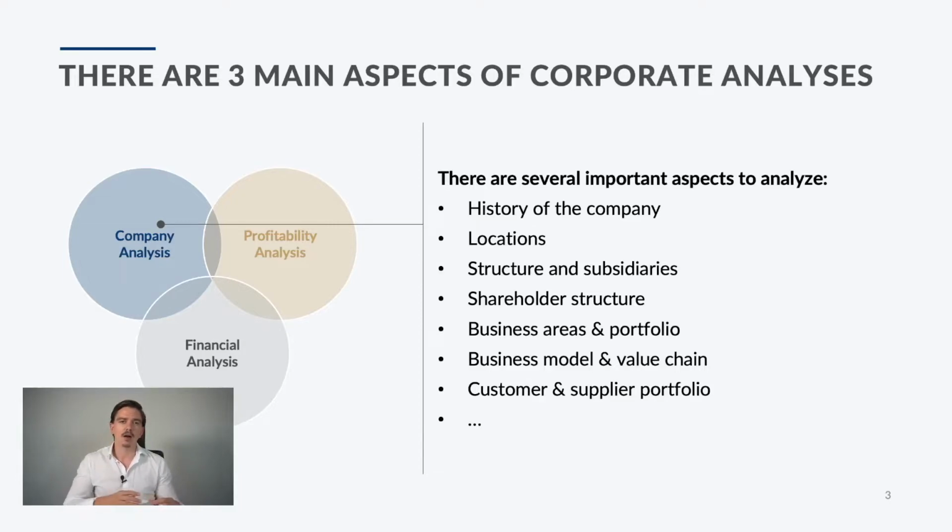And of course the customers and supplier portfolio. So how are the customers distributed? Are there any dependencies on some very few large customers? Or is it more like a broad customer base? It's the same with the suppliers. Are there any dependencies on one huge supplier, or are we sourcing from multiple suppliers? And those are all important aspects if we talk about the company analysis.